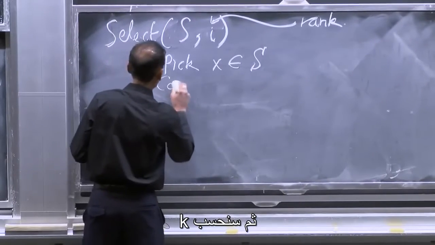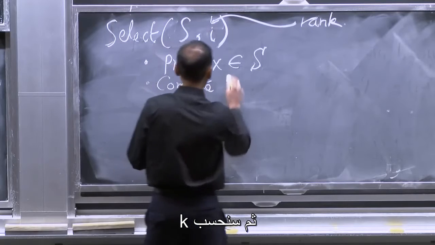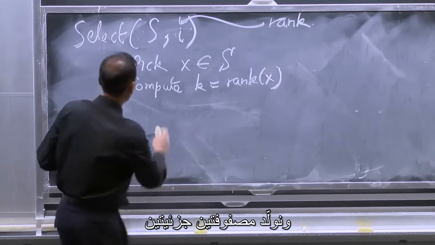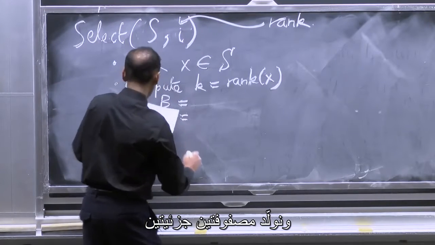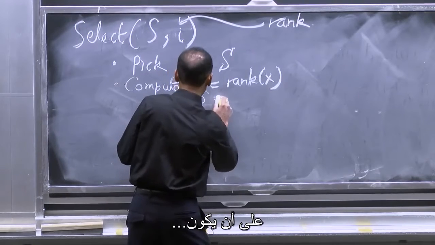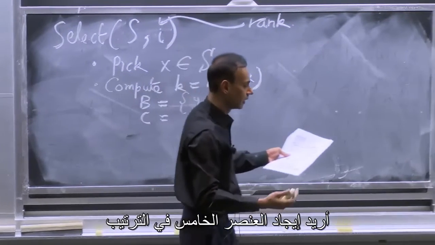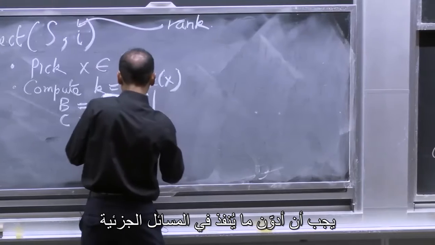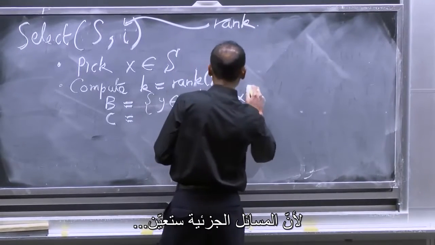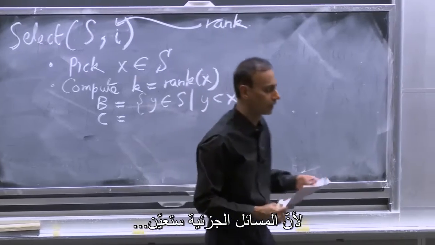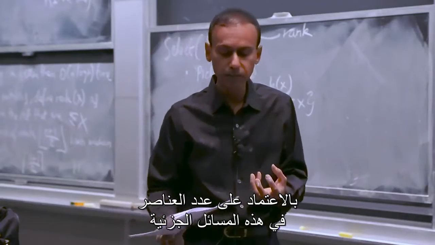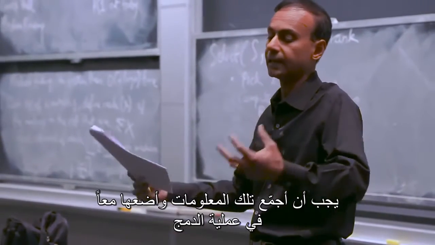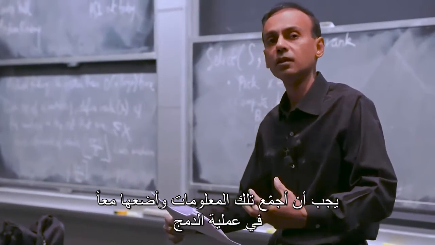And then what we're going to do is compute k, which is the rank of x, and generate two subarrays such that I want to find the 5th highest element, I want to find the median element, I want to find the 10th highest element. So I have to keep track of what happens in the subproblems, because the subproblems are going to determine, depending on how many elements are inside those subproblems, which I can only determine after I've solved those subproblems. I'm going to have to collect that information and put it together in the merge operation.